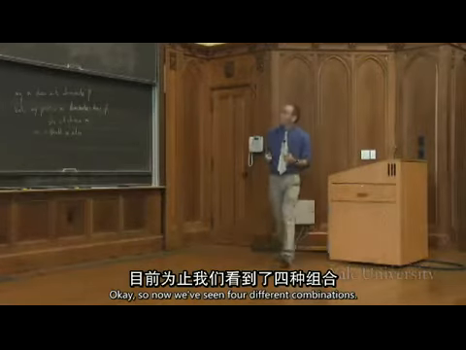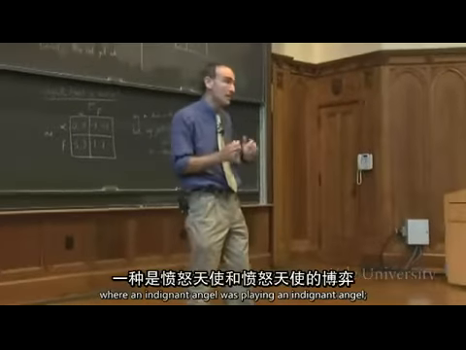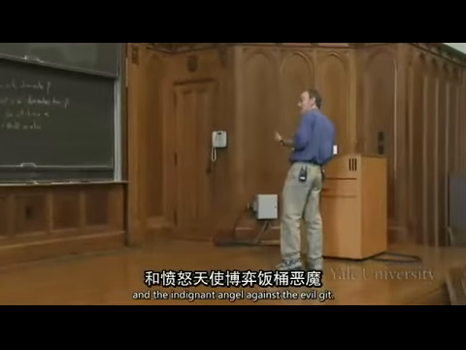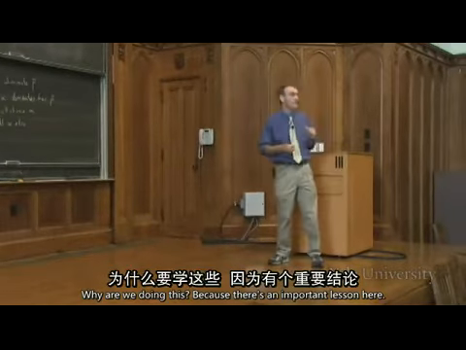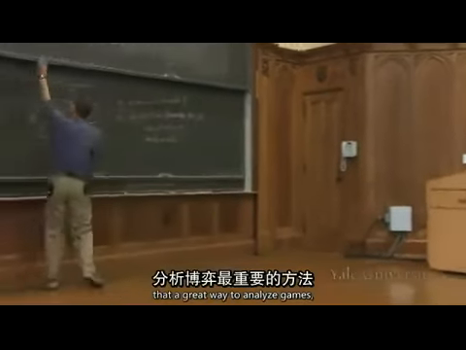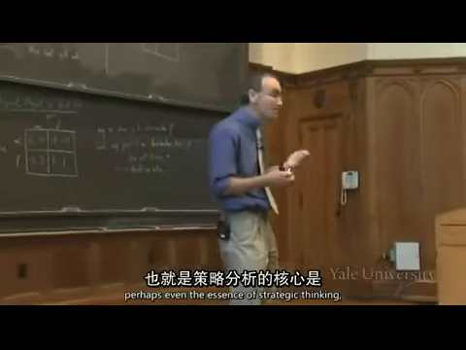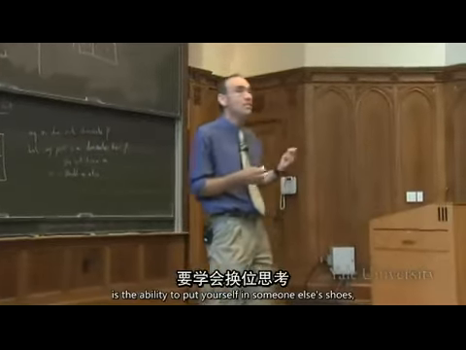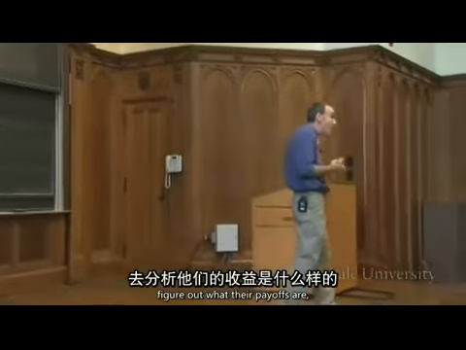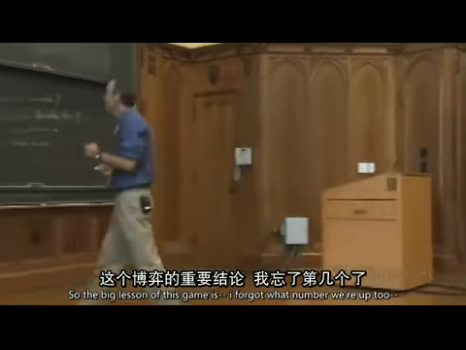Okay, so now we've seen four different combinations. We've seen an evil git playing an evil git, an indignant angel playing an indignant angel, and both the flips of those, the evil git versus the indignant angel, and the indignant angel against the evil git. Why are we doing this? Because there's an important lesson here. A great way to get used to the idea of strategic thinking, perhaps even the essence of strategic thinking, is the ability to put yourself in someone else's shoes, figure out what their payoffs are, and try and figure out what they're going to do.